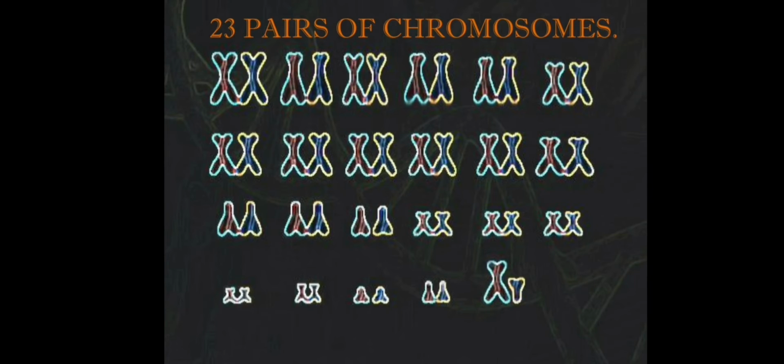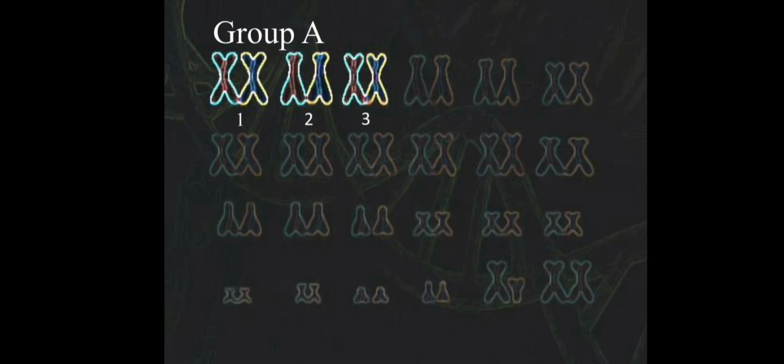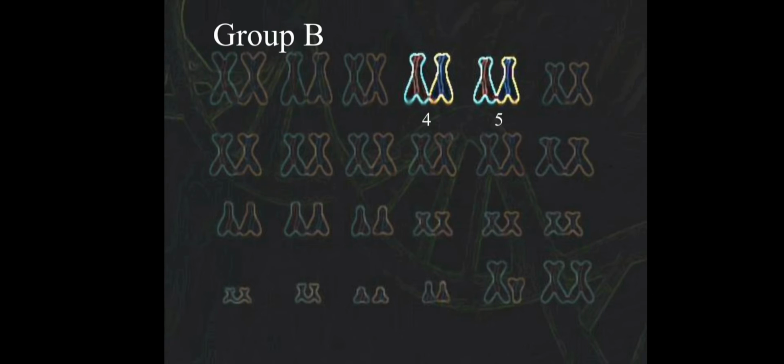Then, based on the position of the centromere, the 23 pairs of chromosomes in humans are classified into 7 groups. They are Group A, Group B, Group C, Group D, Group E, Group F, and Group G. Group A. This group includes the largest chromosomes 1, 2, and 3, which are metacentric, with the centromere found in the center with 2 equal arms. Group B. This group represents chromosomes 4 and 5, which are submetacentric with 2 unequal arms.